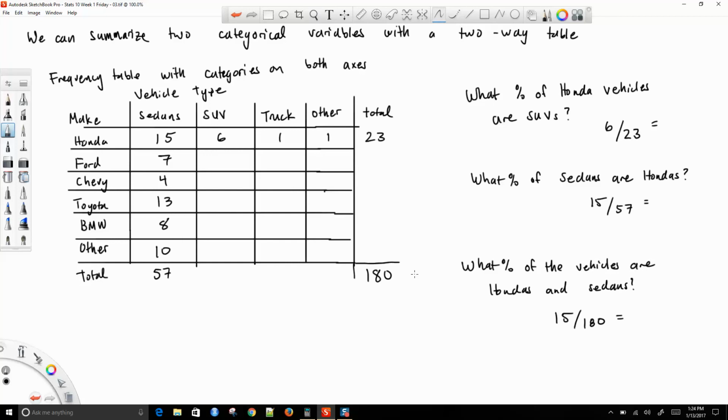All right. So that pretty much covers what I want to say about summarizing and describing categorical variables. And now we'll talk about numeric variables.